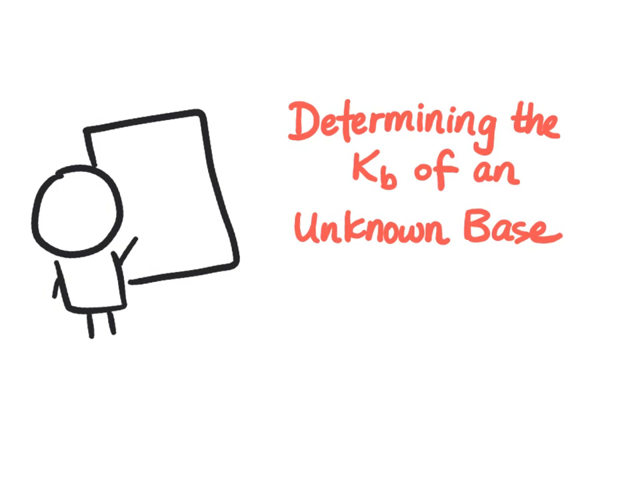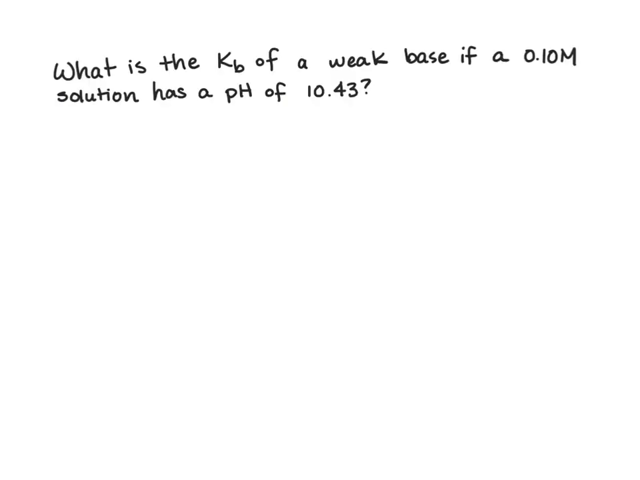In this video, we're going to look at determining the Kb, so the identity of an unknown base, if we know its pH and its concentration. So a typical question would be, what is the Kb of a weak base if a 0.1 molar solution has a pH of 10.43? So for this, we're going to use a generic base.